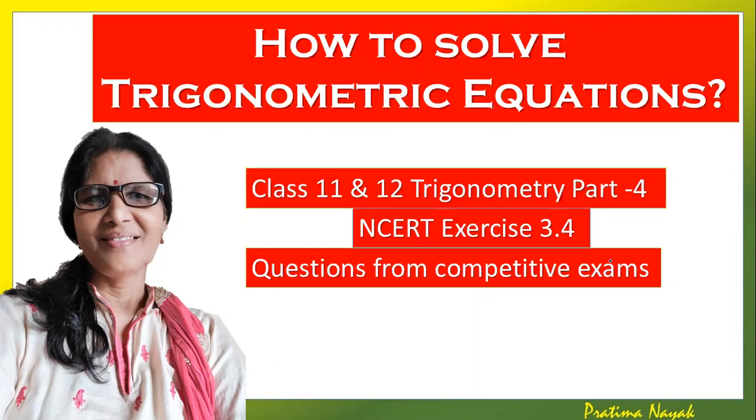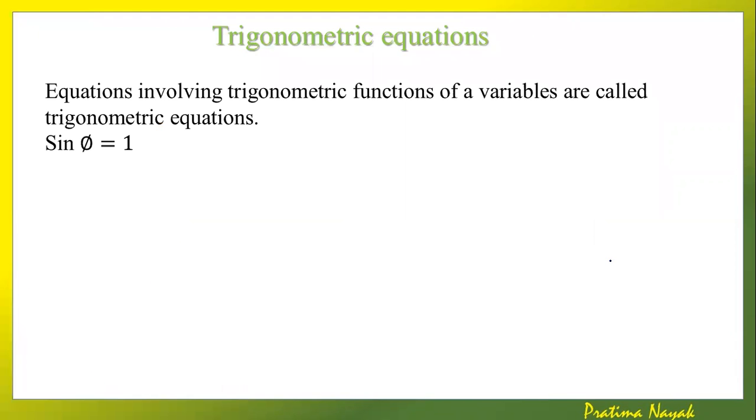So let us begin. So what is a trigonometric equation? Equations involving trigonometric functions of a variable are called trigonometric equations. For example, it is given that sin phi is equal to 1. This is a trigonometric equation. I can write sin theta is equal to half. I can write cos x is equal to root 3 by 2. So these are the trigonometric equations.